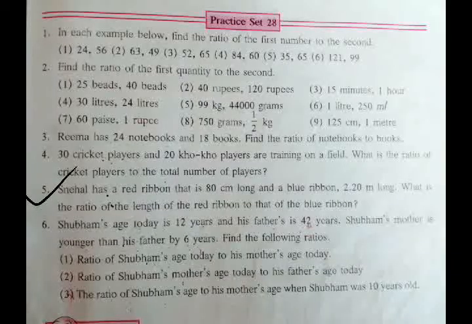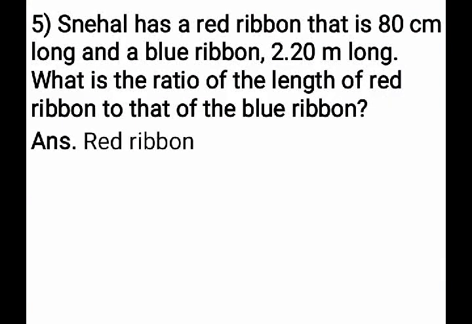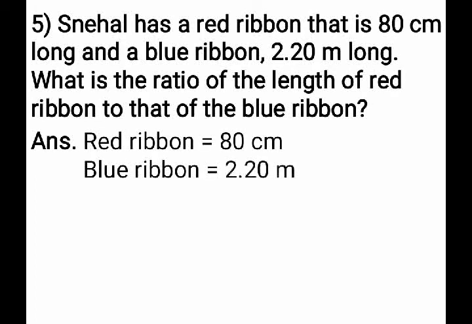Next, Snail has a red ribbon that is 80 cm long and a blue ribbon 2.20 meter long. What is the ratio of the length of the red ribbon to that of the blue ribbon? Statement you have to write. Red ribbon is equal to 80 cm. Blue ribbon is equal to 2.20 meter. If the blue ribbon is given in meter, you have to convert meter to centimeter because the red ribbon is given in centimeter. If you want to convert meter to centimeter, you have to multiply by 100. That is 2.20 meter into 100.